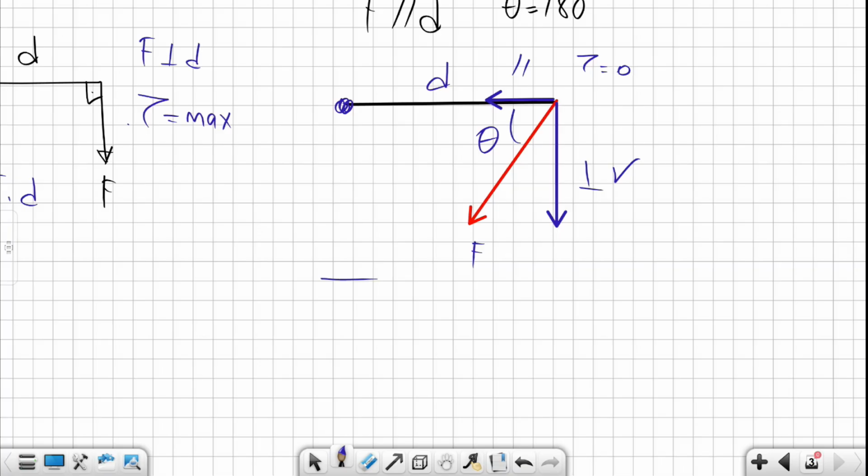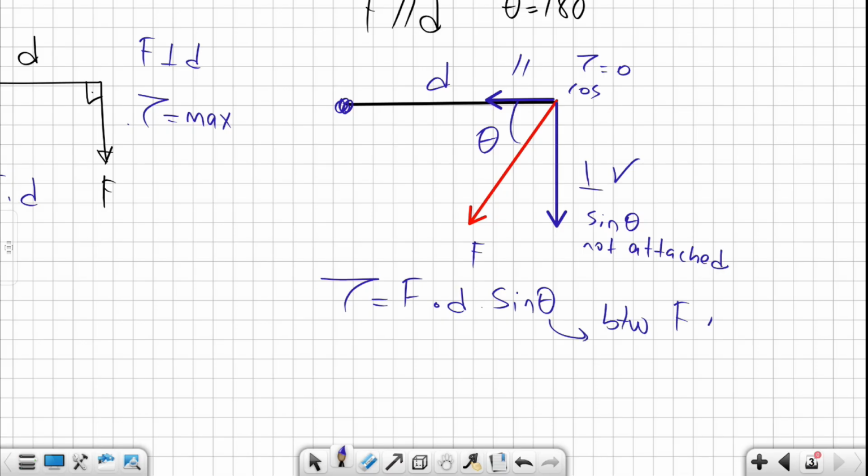And torque in this case will be equal to the force multiplied by distance multiplied by, should I use cosine or sine? As you can see, this component is attached to the angle. So this one is cosine and this one is sine because it is not attached. Any component that's not attached to the theta is a sine component. So in the equation of torque, I will have sine theta. But remember that the angle that we use must always be between the force and the distance. Don't use any other angle.